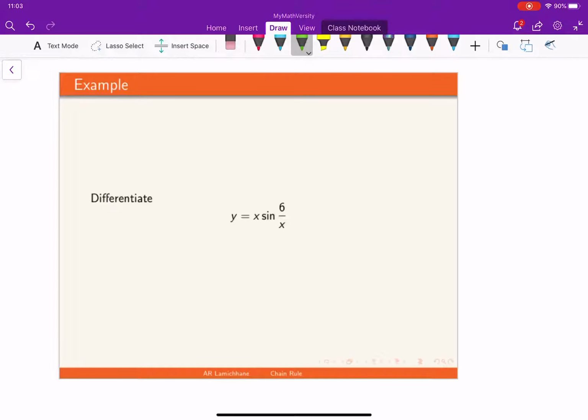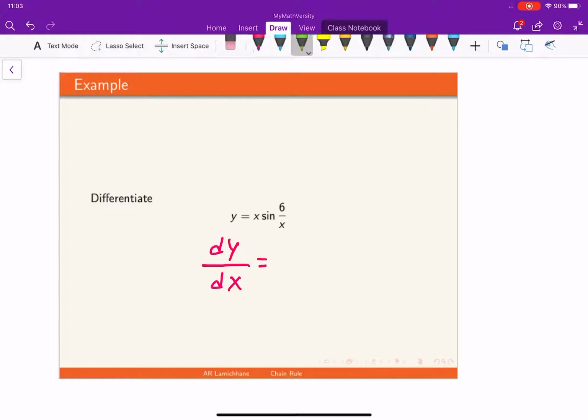Differentiate y equal to x times sine of 6 over x. So we have been given this function as a product, x times sine of 6 over x, right? And our goal is to find the derivative of y with respect to x. So how can we do this one? How can we differentiate or find the derivative of y with respect to x?